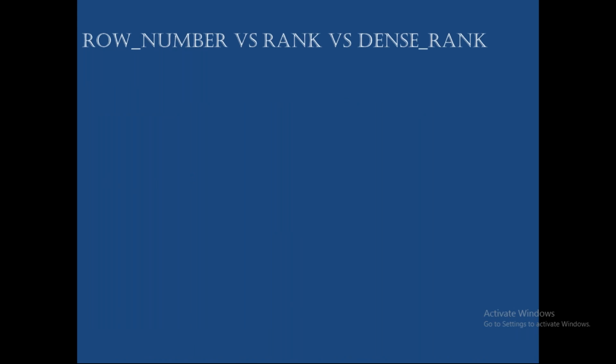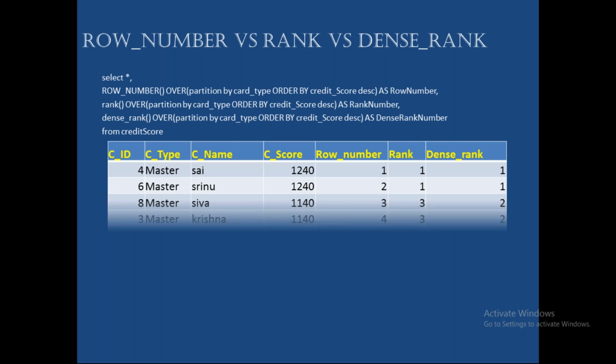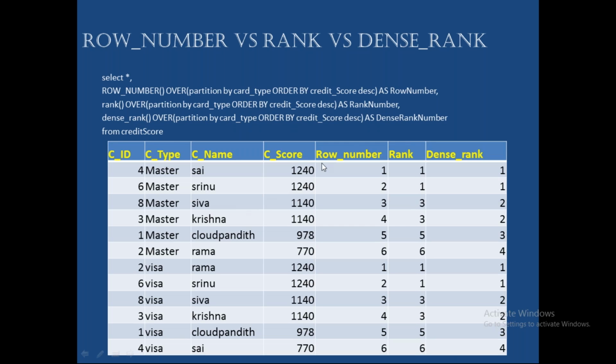Next, let's see row number versus rank versus dense rank. First, select star from credit score. This is the table. Then I'm generating row number, rank, and dense rank. This is how it will appear. I arranged it based on MasterCard, then Visa card. Row number, for each group, will simply give 1, 2, 3, 4, 5, 6. There is nothing else. Just for each row, it will give a number in order.